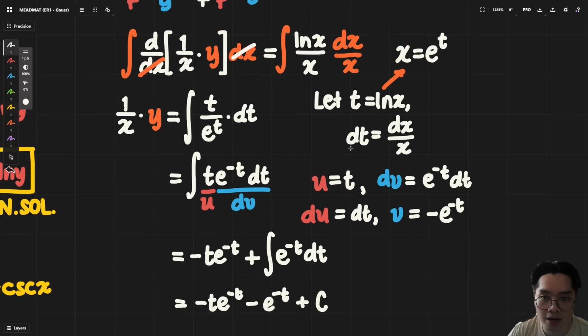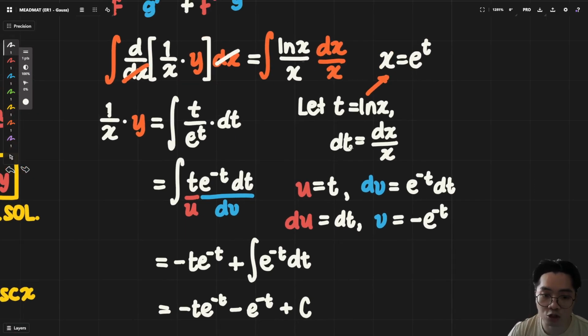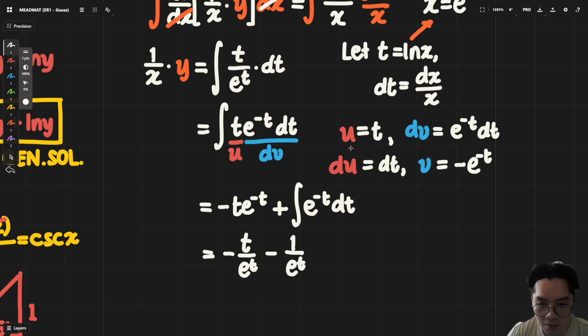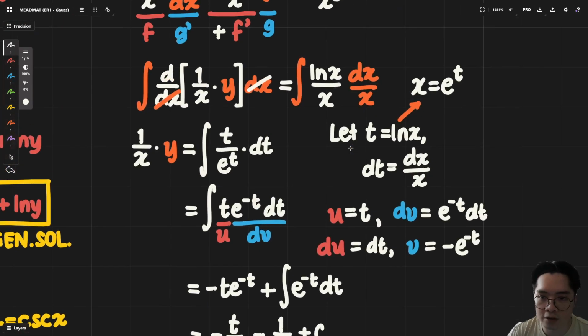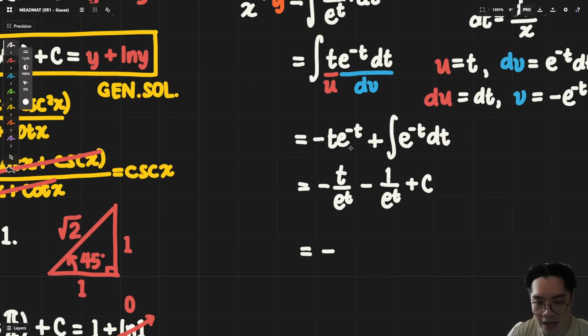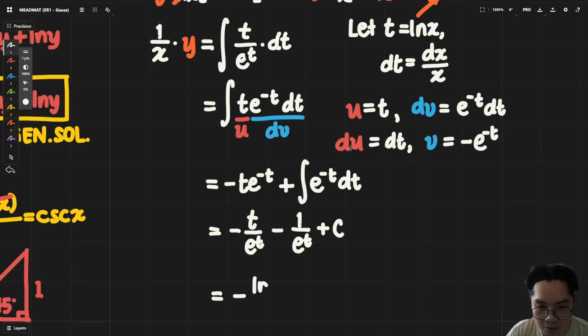And if you remember, right, our t is equal to ln of x, and your e raised to t is just x. So these things, this e raised to negative t, what you can do is just t over e raised to t, and then this is just 1 over e raised to t, and then plus c. Now, why is this important? Because we are going to turn this back into x. So now we will turn this back: negative, our t is ln x over x, minus 1 over x plus c.